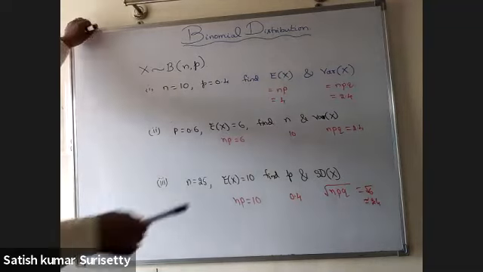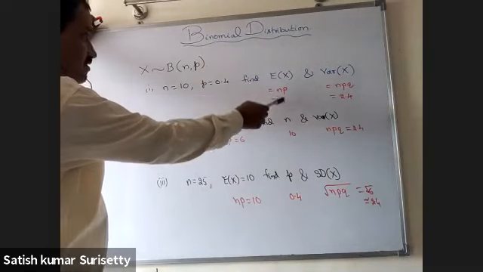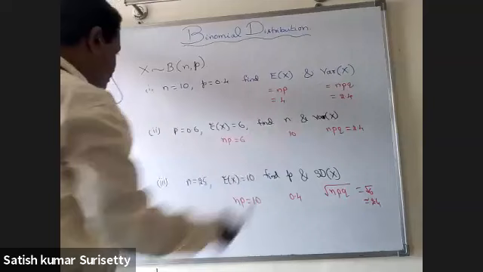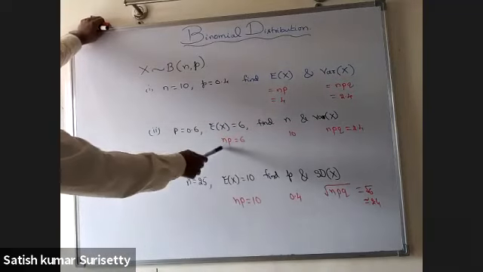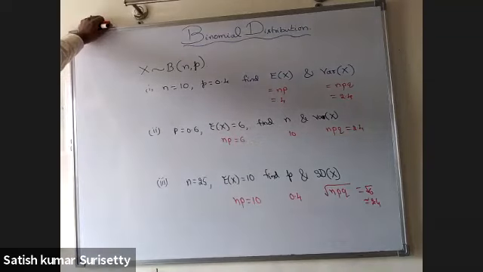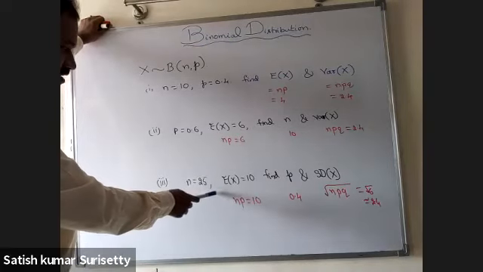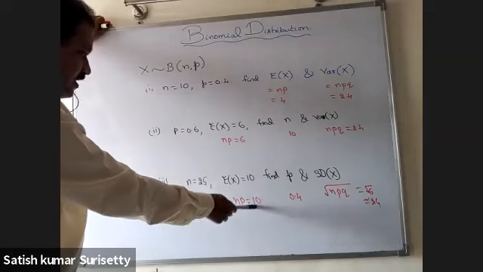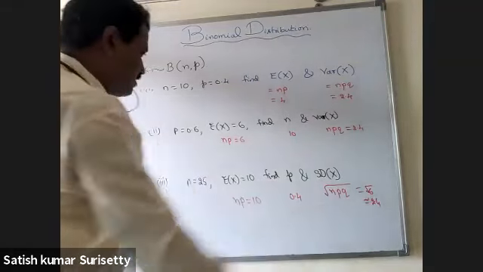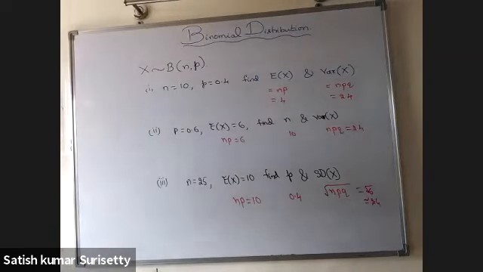In the first bit, the expectation of x formula is np, which is 4, and the variance formula is npq. The value will be 2.4. The second problem, np equal to 6 and p is 0.6, so the n value will be 10 and the variance will be 2.4. The third problem, n is 25, expectation of x is 10, so np equal to 10, so p equals 0.4, and the standard deviation is root of npq, which is approximately 2.4.